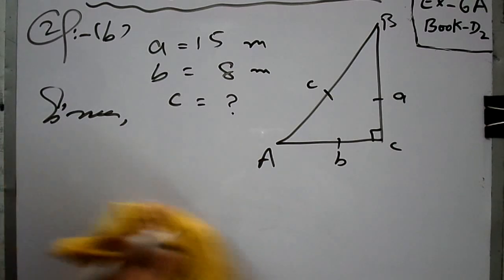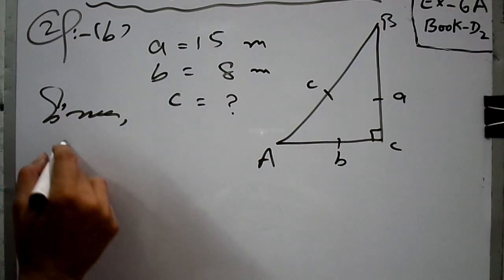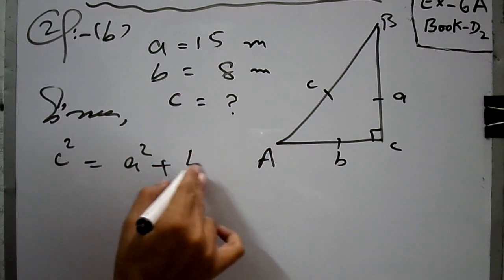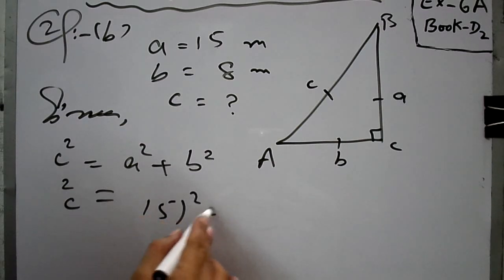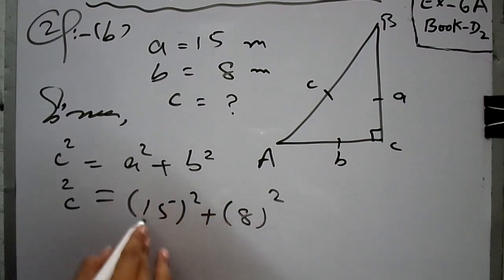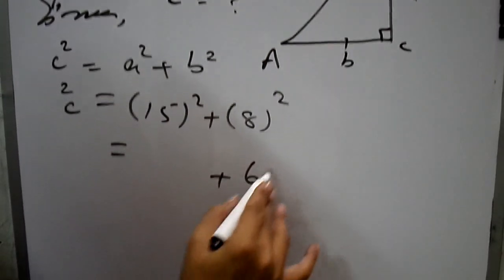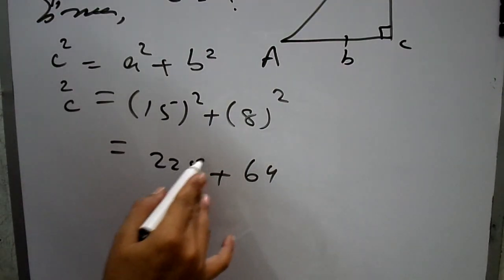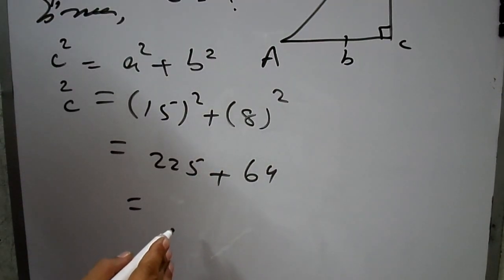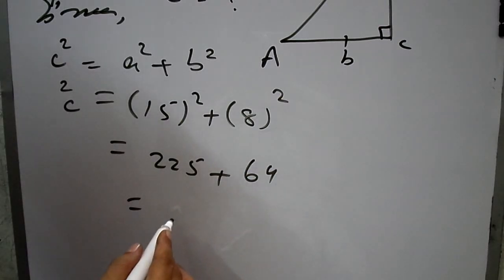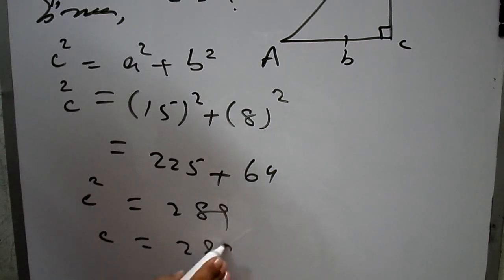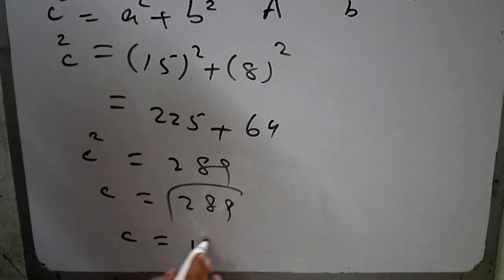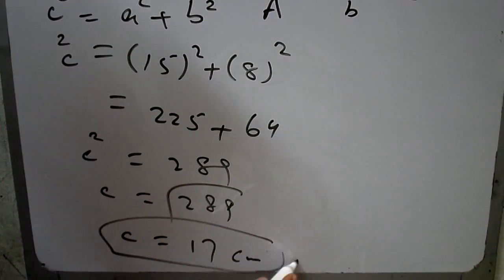you have to solve, since by Pythagoras theorem the value of C square is equal to A square plus B square, no problem. By the same methodology you can solve. The value of A is 15 square plus B is 8 square, so you will get 225 plus 64, after addition 289, so that is your C square, but you need the value of C only, so under root, the value of C is 17 centimeters. So that is your result.